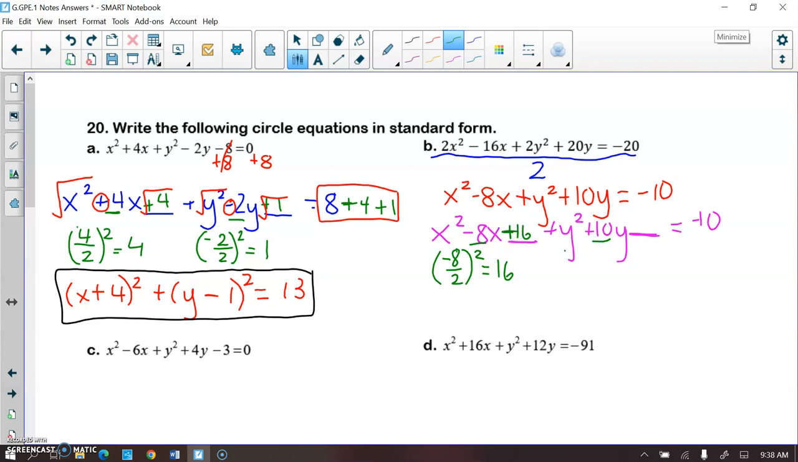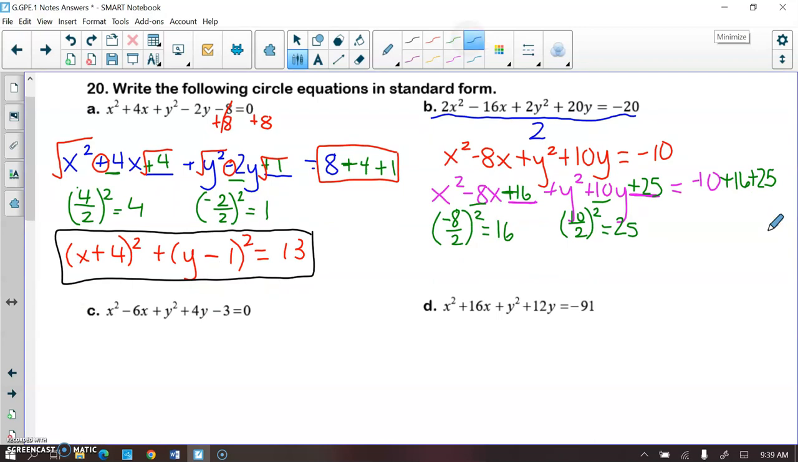For my y side, I take my b value, 10, divided by 2, and I square it. 10 divided by 2 is 5, squared is 25. I'm going to add it to both sides. Sorry, I didn't add the 16 yet to the other side. There we go.